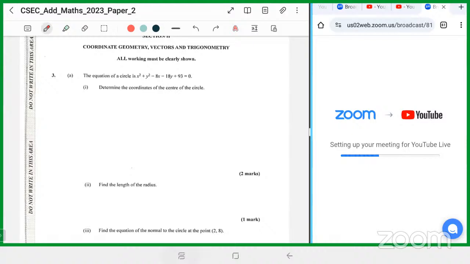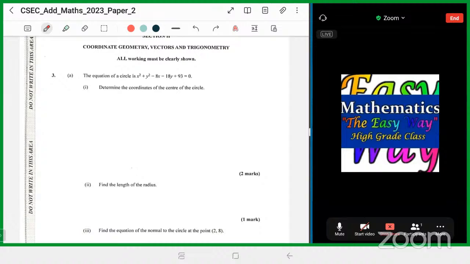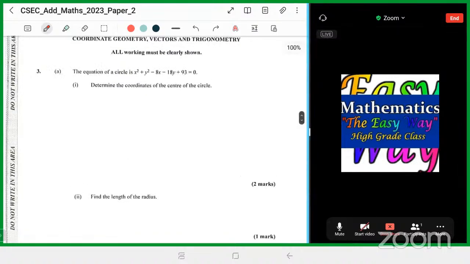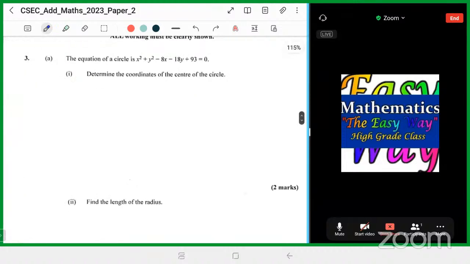Okay. Now at number 3 of this CSEC Add Maths 2023 Paper 2 with solution. All right, number 3. Let's get through this as quickly as possible. So this one gives us the equation of a circle, and it is given in the general form. They want us to determine the coordinates of the center.